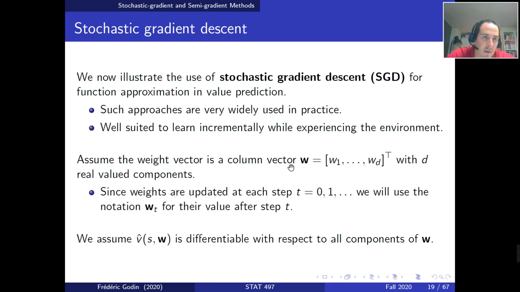Since the values of the parameter vector w will vary through time, we shall denote w_t the current value of parameters after time step t. One assumption that we will make is that the value function estimate is differentiable with respect to all components of w. So our parametric function which approximates the value function can be differentiated with respect to all parameters. This allows us to use gradient methods. If approximations aren't differentiable, then we cannot compute the gradient, and we cannot, of course, apply stochastic gradient methods.